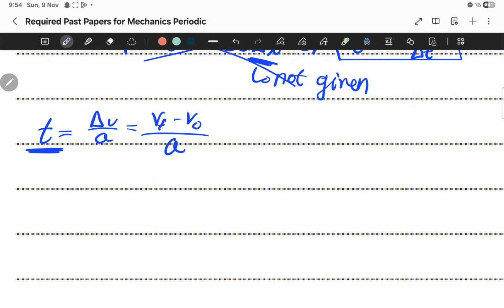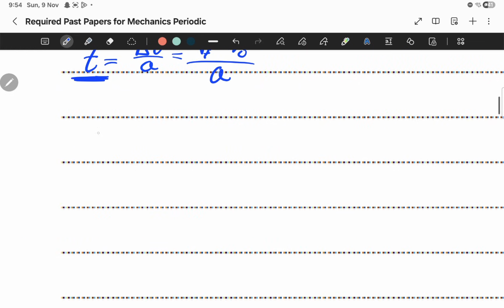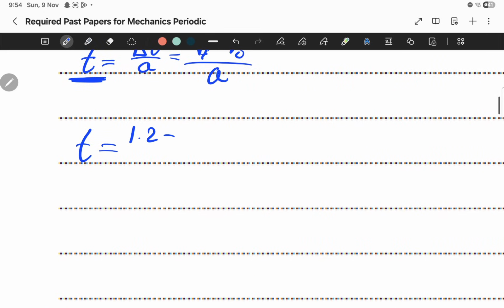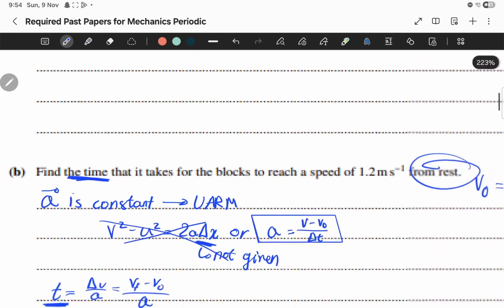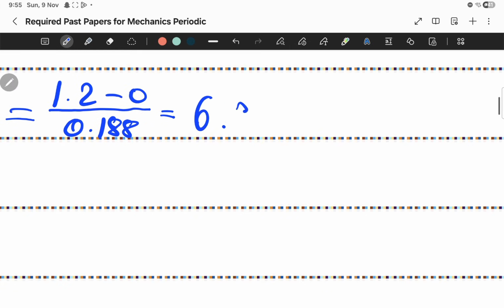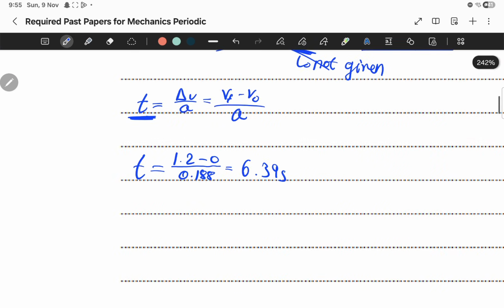So what we're going to do now is substitute in our values. Time is equal to v final, which is 1.2 meters per second, they gave it to us, they told us to find the time it takes to reach 1.2 meters per second, minus 0, over acceleration, which we found to be 0.188. This equals 1.2 over the answer, 6.39 seconds. And this is your final answer.